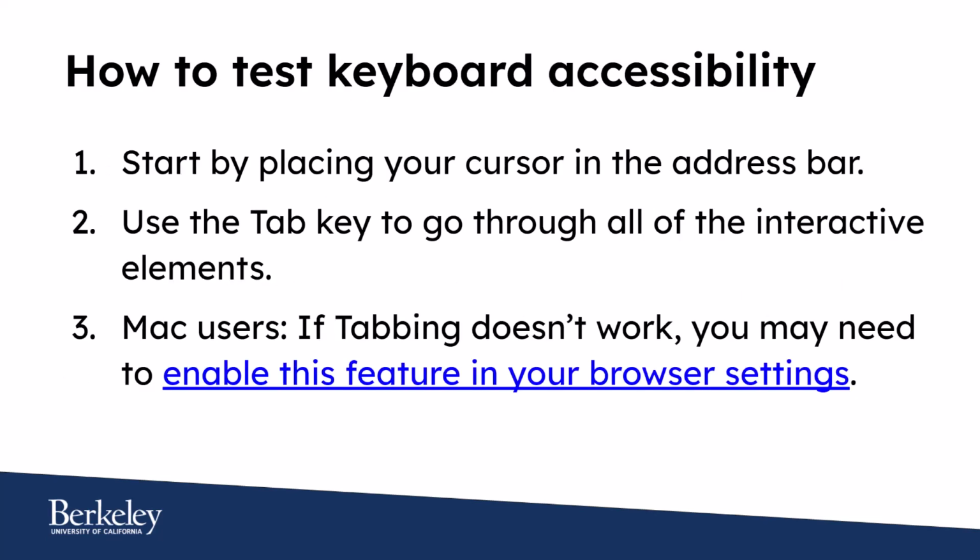How can you test the keyboard accessibility of your content? Start by placing your cursor in the address bar. Then use the Tab key to go through all of the interactive elements. Mac users, if tabbing doesn't work, you may need to enable this feature in your browser settings.